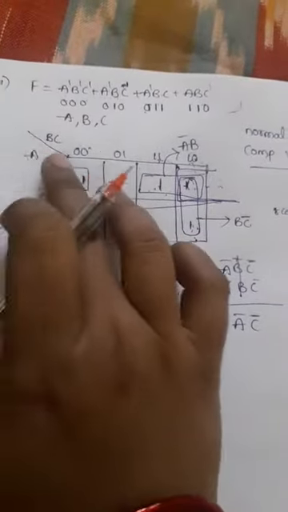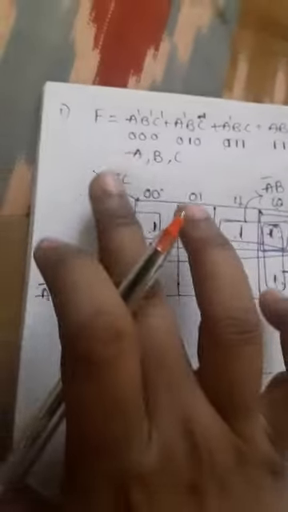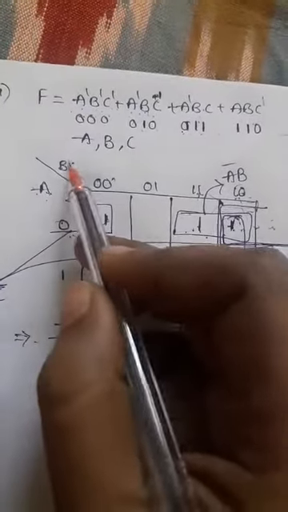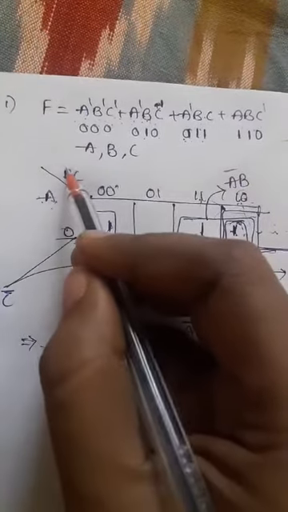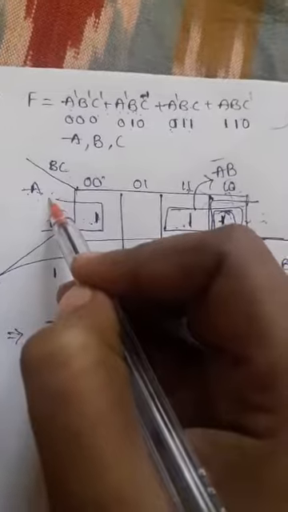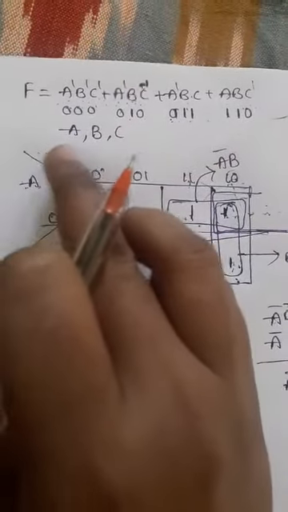Or, in this way, you can change the separation of the variables. You may write AB here and take C here. Right now I'm taking A here and BC here, but you may change that, like AB here and C here. No problem, just the groups will change. The combinations will change. That means the placing of variables is changed now.